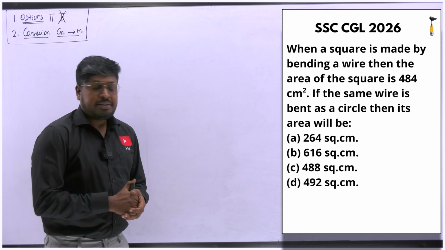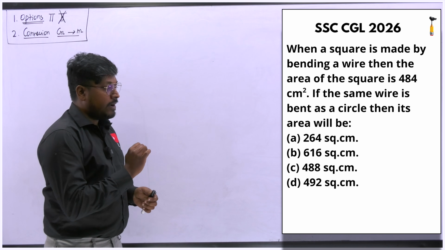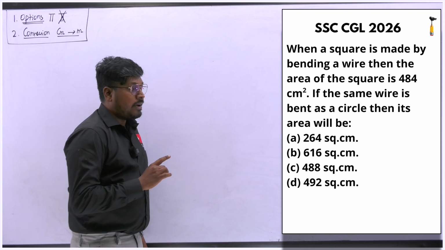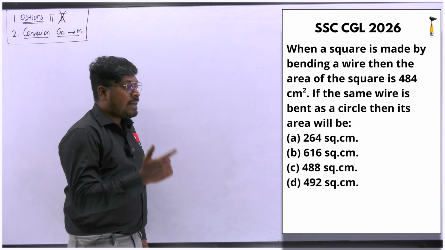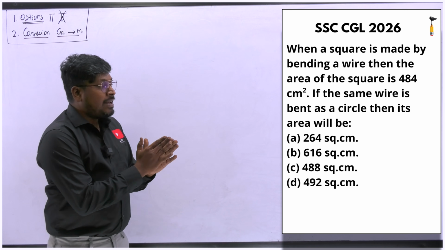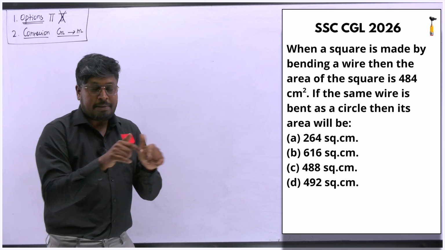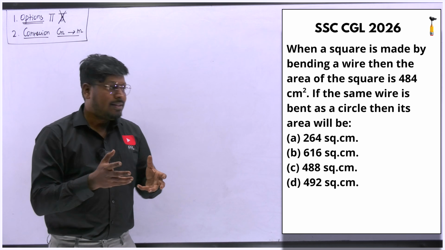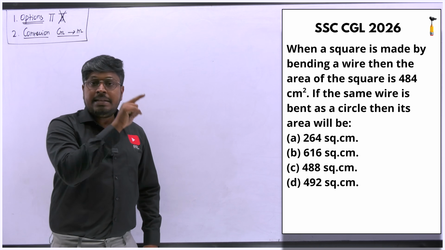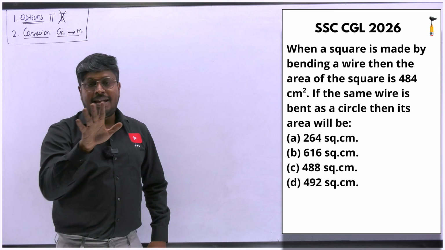Next question, 15th question. When a square is made by bending a wire, the area of the square is 484 centimeters square. If the same wire is bent as a circle, then the area of the circle is? So here, they have made a square by bending a wire of some length, and the area of the square has been given as 484. Using the same length, they are making a circle. So our target is to find the area of the circle.